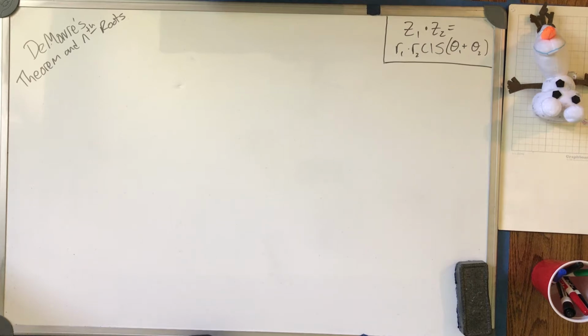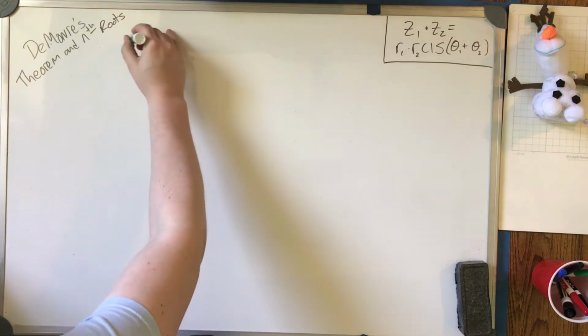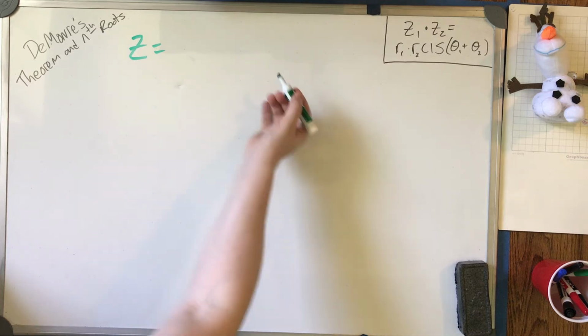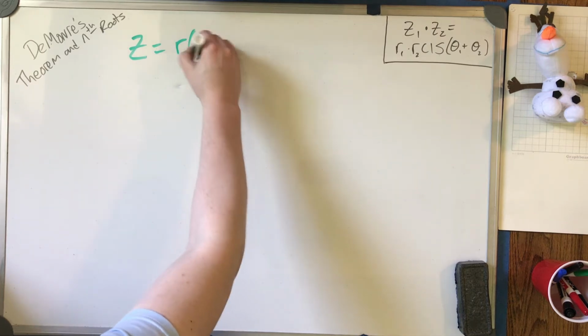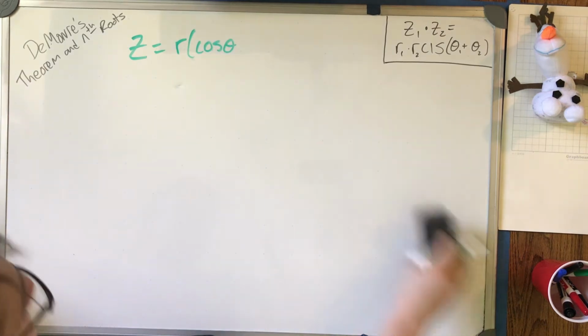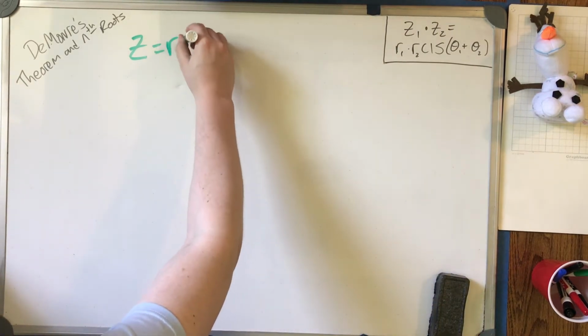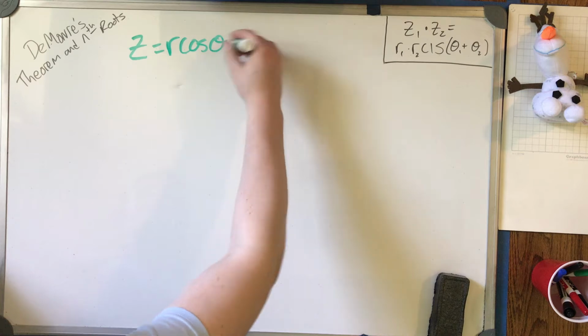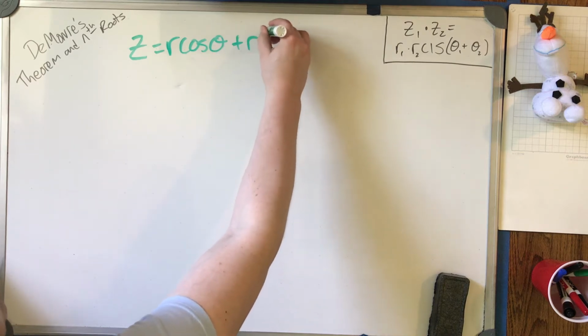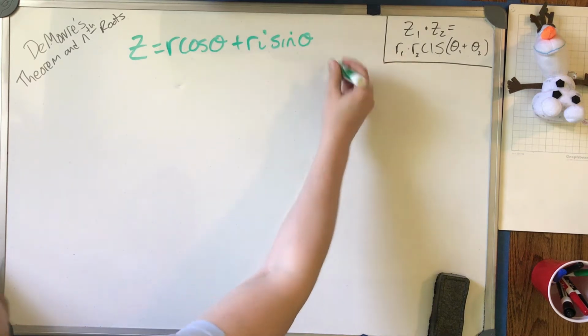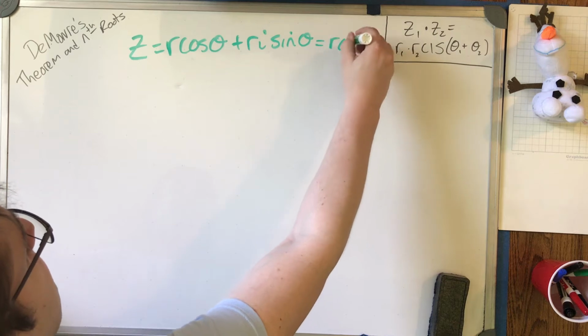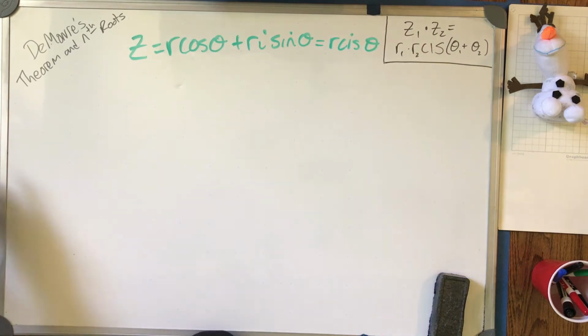And just as a reminder, if we have a complex number a plus bi, we can write it in trig form, which would be written r cosine theta plus ri sine theta, and we normally abbreviate this as r kiss theta, okay, as our shorthand.